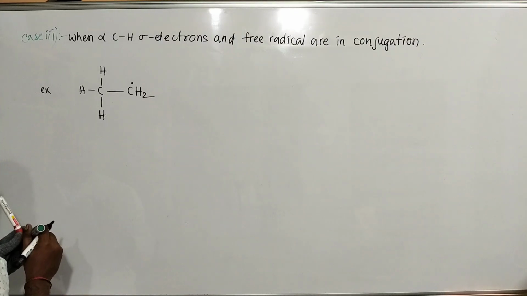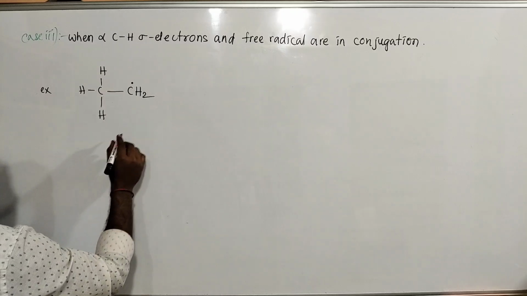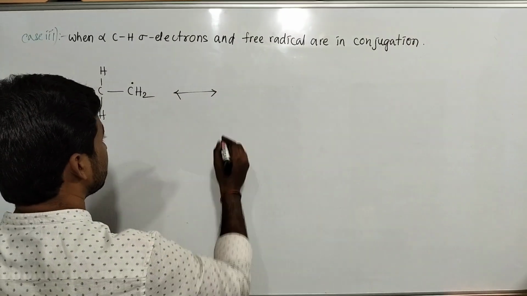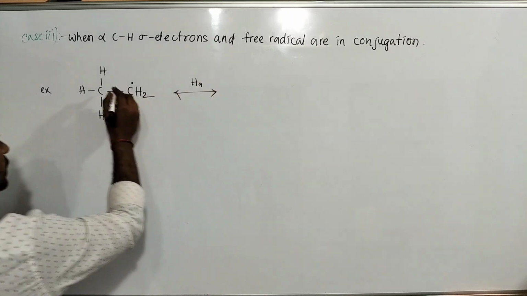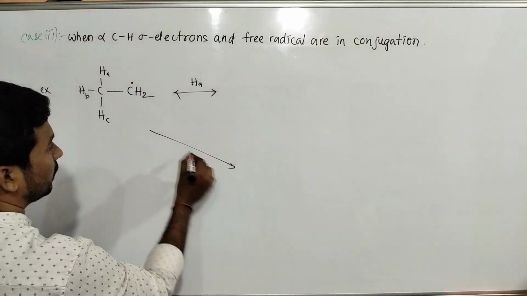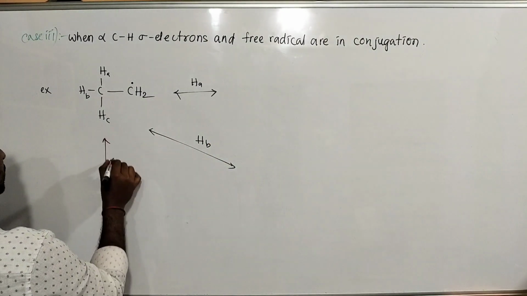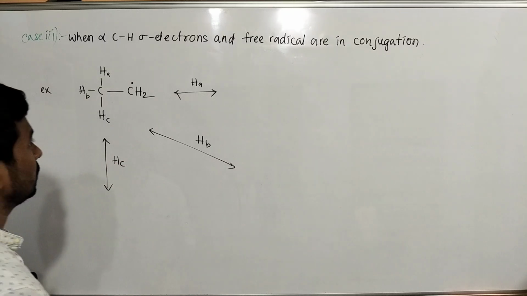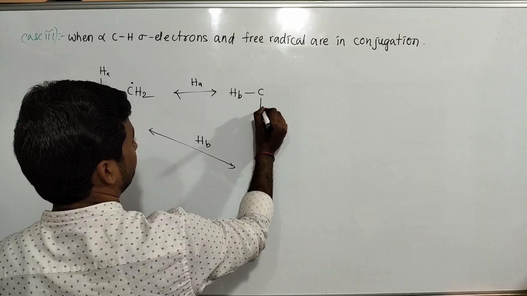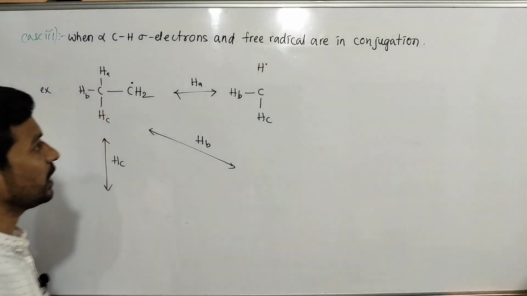Homolytic bond fission takes place in this bond. Case 1, or otherwise, how many hyperconjugations possible? 3 hyperconjugations possible. For HA hydrogen, HB hydrogen, HC hydrogen. Second one for HB hydrogen. Third one for HC, third hydrogen. So here this bond is same, there is no change, but here this hydrogen become free radical.